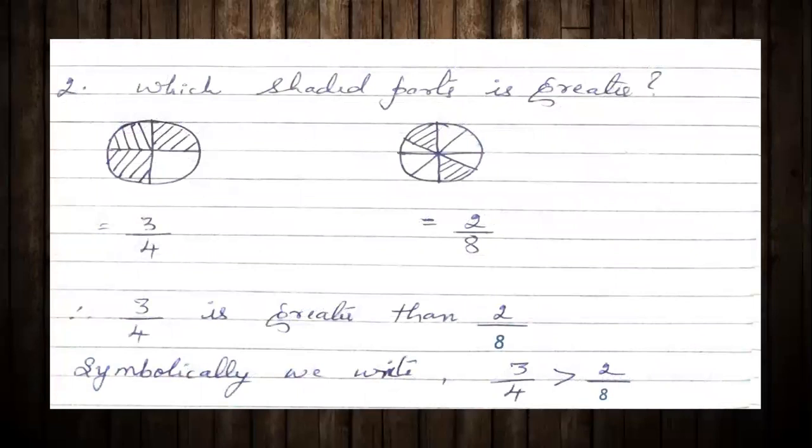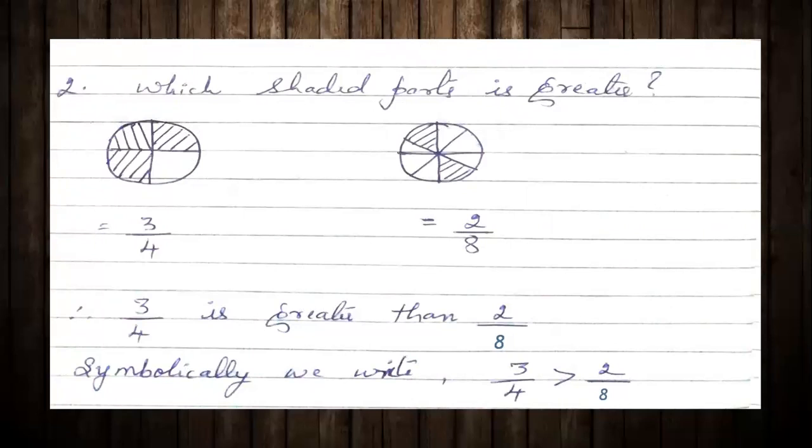The next one: which shaded part is greater here? The figures are given. You have to write the fractional numbers, then compare them and say which is the greater one. To check the greater one, we check the denominators of both fractional numbers. The fractional number with the smaller denominator will be the greater one. For the given figures, in the first figure, totally there are how many parts?